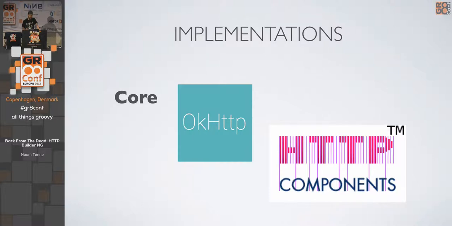So we've talked about different implementations, and these are the implementations that are currently available to you should you choose to use HTTP Builder NG. You can use the core Java, like this brave fellow over here. You can use OKHTTP, and you can also use the Apache HTTP components. So you're basically reusing what you've already been using up until now. So it's all still familiar grounds, but with a wrapper.